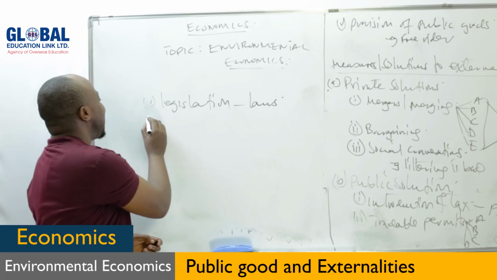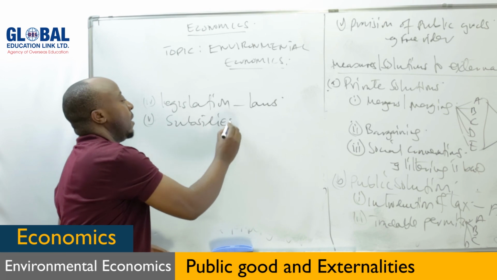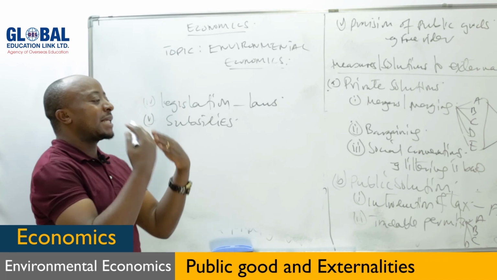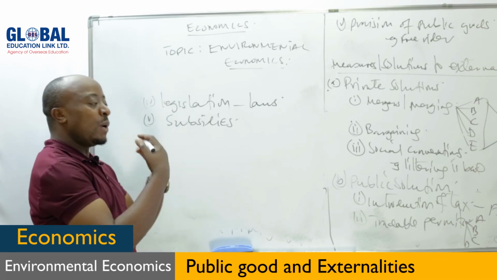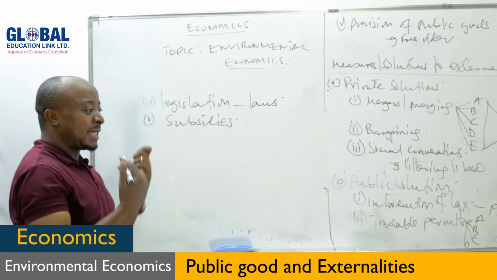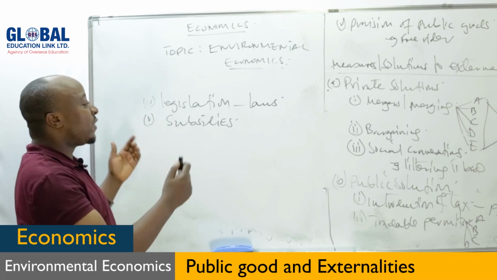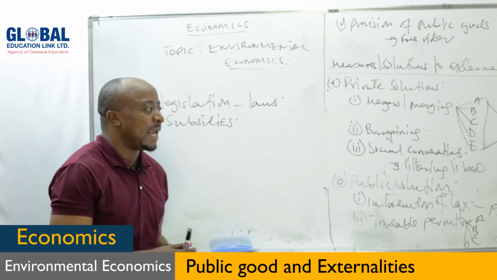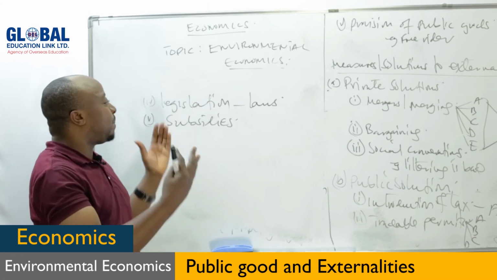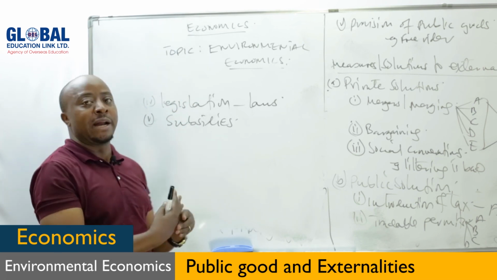The last solution is the use of subsidies. We all know the effect of subsidies in the economy, so the government can subsidize those firms that produce externalities to reduce them. So subsidies will be used as incentives to encourage firms to stop producing externalities. And these are some of the solutions which we can use in dealing with externalities. Now, this is the end of our elaboration on externalities, and you should consult different books to get more knowledge on how externalities operate and how they can be solved.